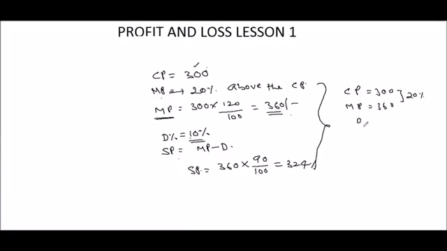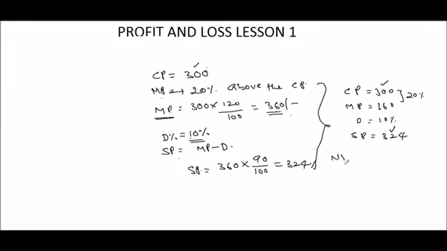Then after that, the discount is 10%. Now, the net selling price is 324. We have done the problem so far. Then after that, whether there is any profit or loss in this transaction: since the cost price is less than the selling price, there is a profit in this transaction.